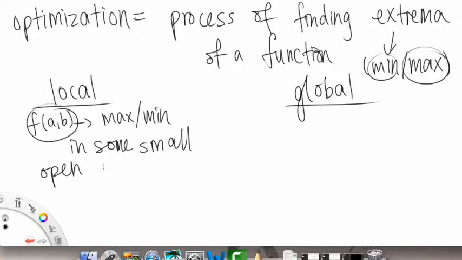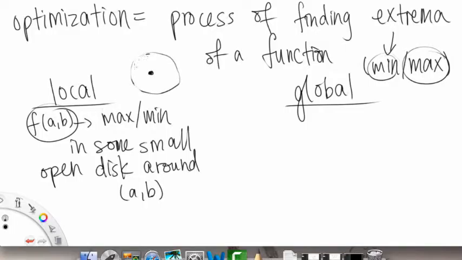open disk around AB, around the point AB. That just means within a tiny little vicinity. So here's your point AB. Within some small circle here, this disk, our function is a maximum at that point P, which is AB, something like that.